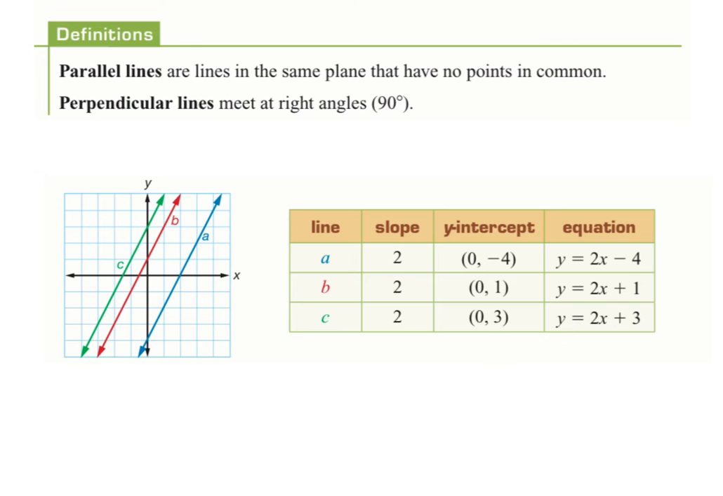Line A is that blue line all the way to the right. It had a y-intercept of (0, -4). You can see that down here. It has a slope of 2. How do I know that? Well, I go up 2 and over 1.